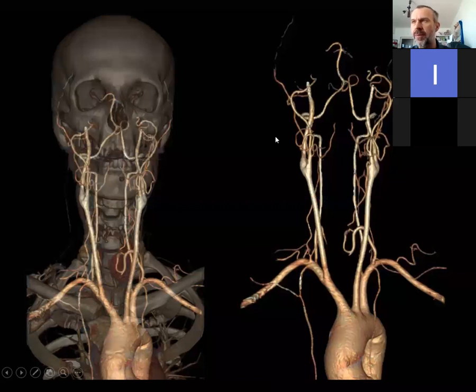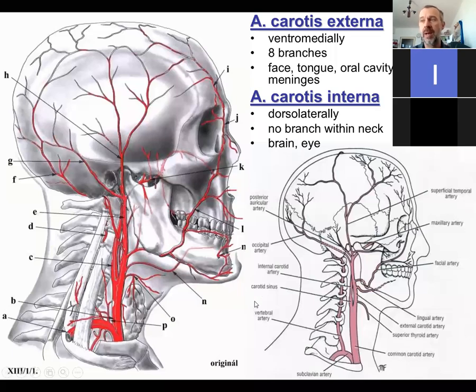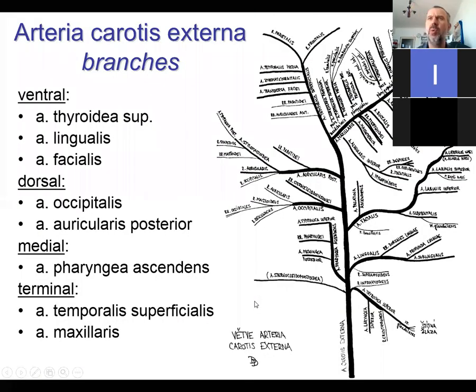So if you look here, you can nicely see the internal one, no branches, yeah, but the position is dorsolateral, and the external, which is ventromedial, and then gives branches and continues here. Yeah, so this is not to be mixed. So here an easy scheme showing us the branches. Now let's talk about them. How to divide them? I think you may know names of all of them.